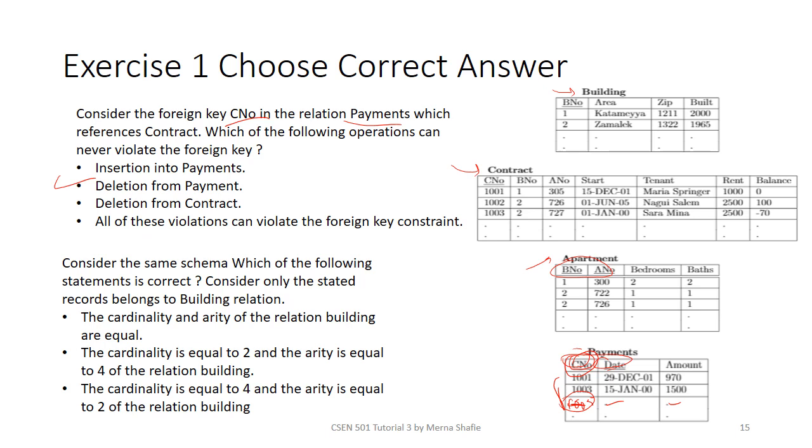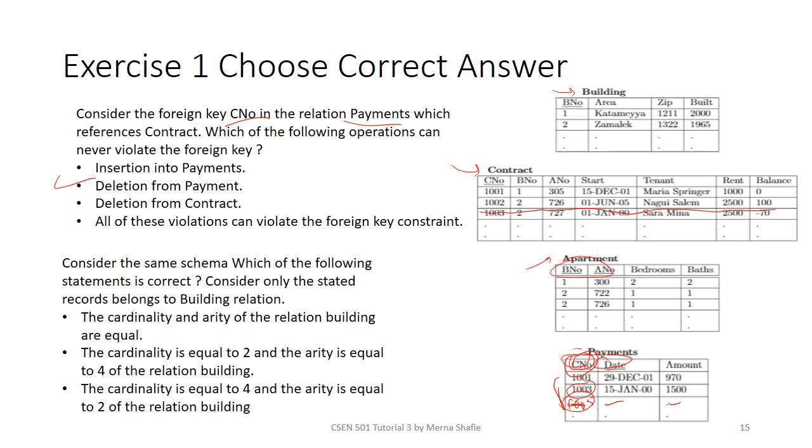Let's take a look at the other one. Deletion from contract. If I delete from contract, can I violate the foreign key? Yes, because if I have these examples and I, for example, come to delete this very last statement, this 1003 is going to reference something that is not there. So it's going to violate the foreign key constraint. Hence, the only correct answer is deletion from payments, which will not violate any foreign key constraint.